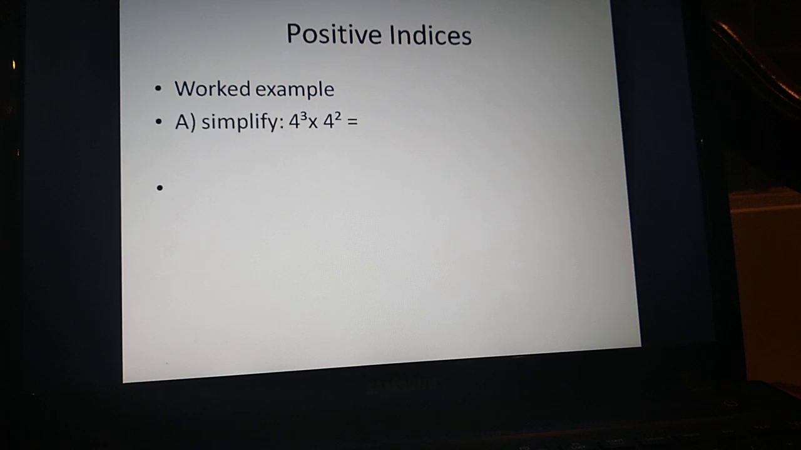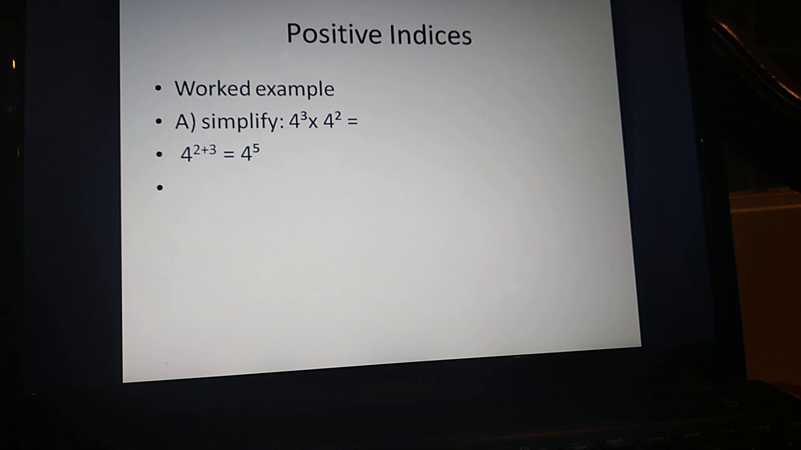This is a worked example from your book, so you already have the answer in your book and you don't need to write it down. The worked example under the title Positive Indices لما تكون الأسس موجبة. Simplify 4 to the power 3 multiplied by 4 to the power 2. In this case, you notice that we have 4 in both places. We have 4 to the power 3 multiplied by 4 to the power 2. This goes to rule number 1, which says, yes, add the indices.